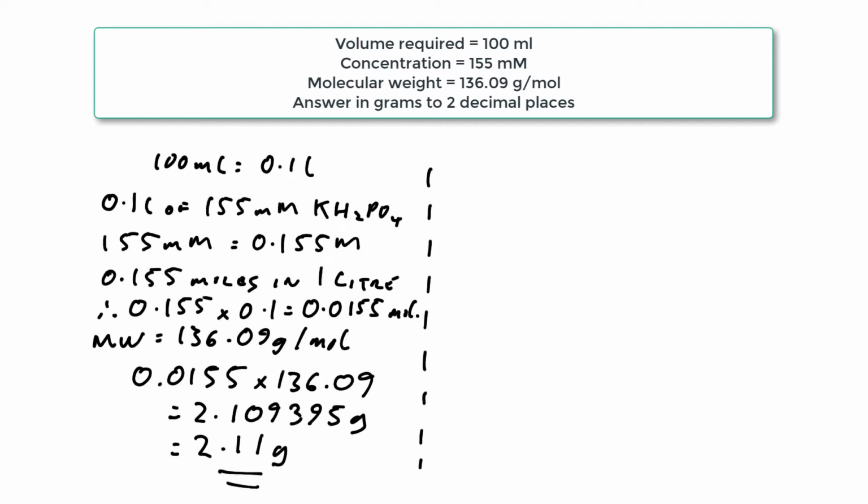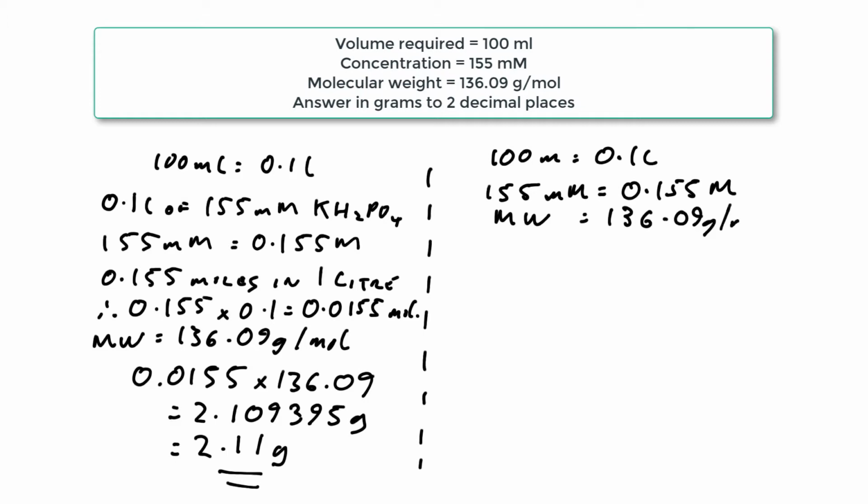Now the other approach to working this out is to use a series of equations. Now again, we have to convert the number of mils to litres, and 100 mils is equal to 0.1 litres. So the volume is 0.1 litres. Our molarity is 155 millimolar, which is 0.155 molar, and our molecular weight is 136.09 grams per mole.